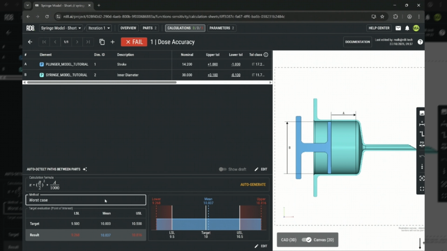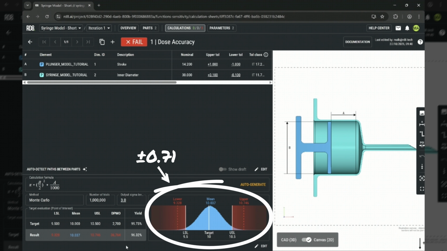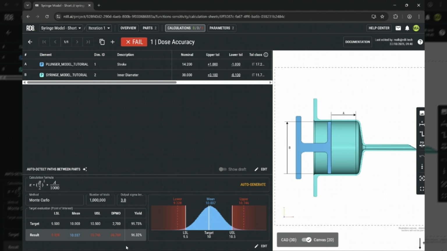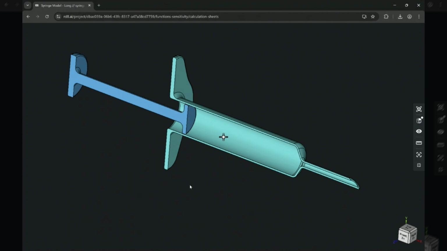For a more realistic approach, we switch to a Monte Carlo analysis. The variation improves, but it's still greater than the required limit. This means the short syringe design is sensitive to input variation and cannot meet the accuracy requirements we set for the syringe design. Now, let's analyze the long syringe using the same approach.